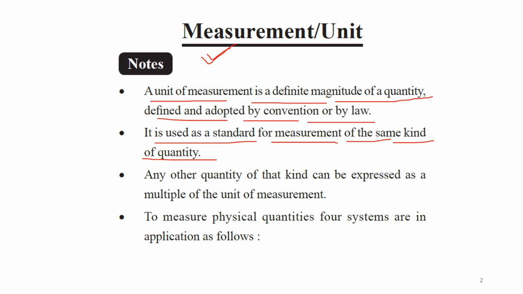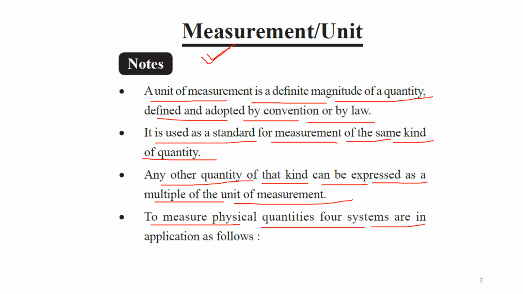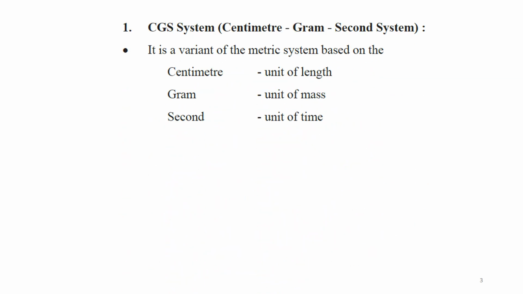So this is the thing they are trying to say, that any other quantity of that kind can be expressed as a multiple of the unit of measurement. To measure physical quantities, four systems are in application as follows. We'll see these four applications in the next slide. See, the first application is the CGS system.